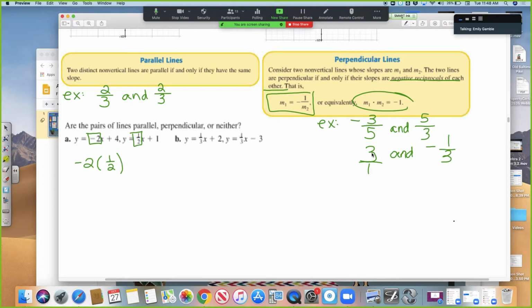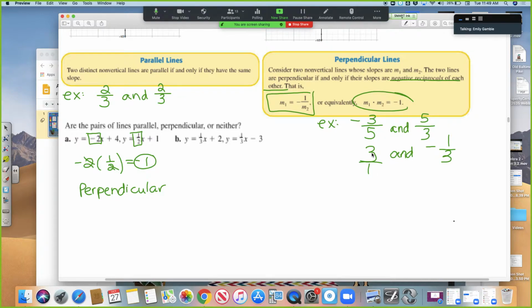Well, if I multiply negative 2 times 1 over 2, these 2's will end up canceling out, and this will be negative 1 as my answer. So because of that, these would be considered perpendicular. So you can either do that each and every time, or you can understand that you just flip them upside down, one's negative, one's positive, and those would be perpendicular lines.